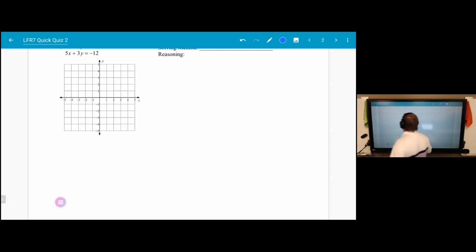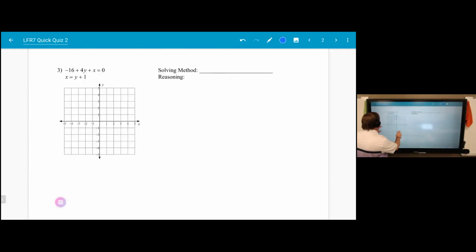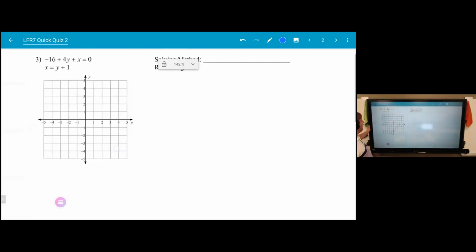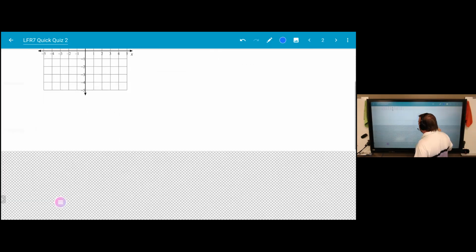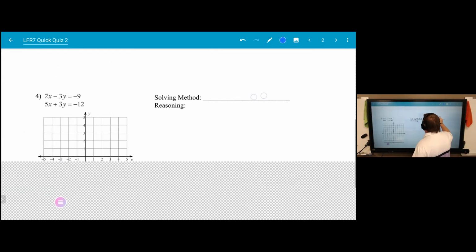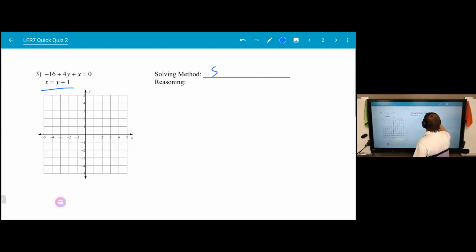Let's look at number 3 here. Ooh, interesting. Just a quick glance at this, I see once again, I've got one equation that's already solved for a variable. I'm going to use substitution again, which means I hope I can use elimination on number 4. Let me check that. Oh yeah, that looks good for that. So substitution. And why? One equation already solved for one variable.